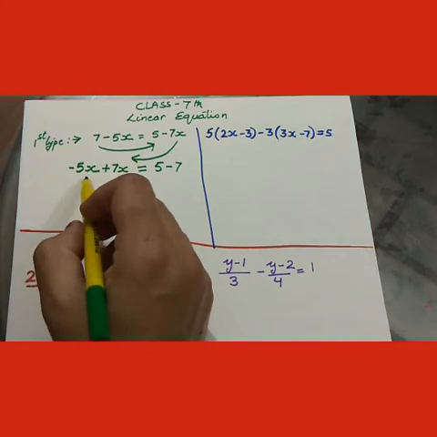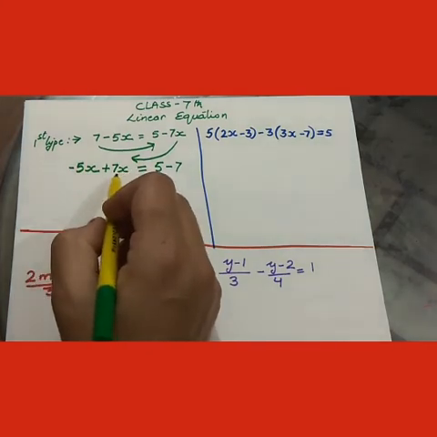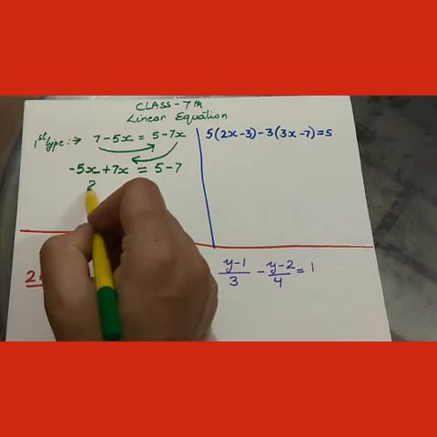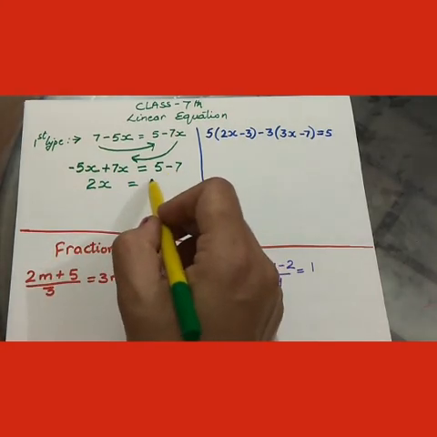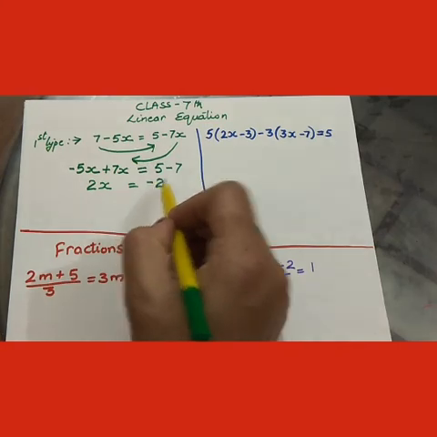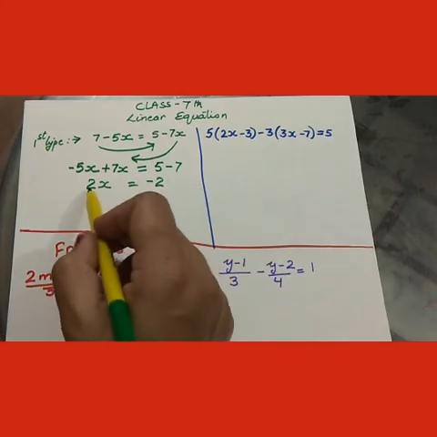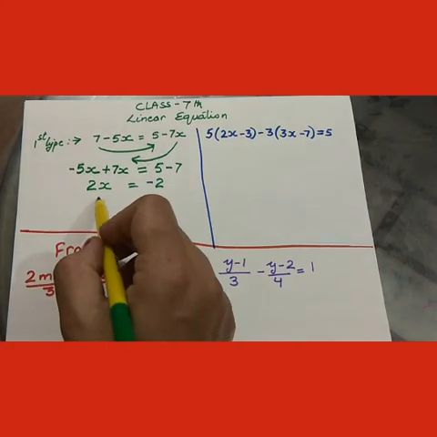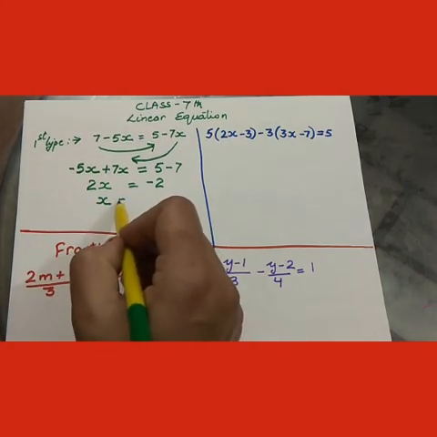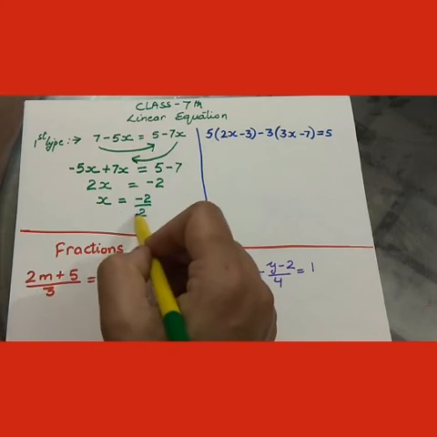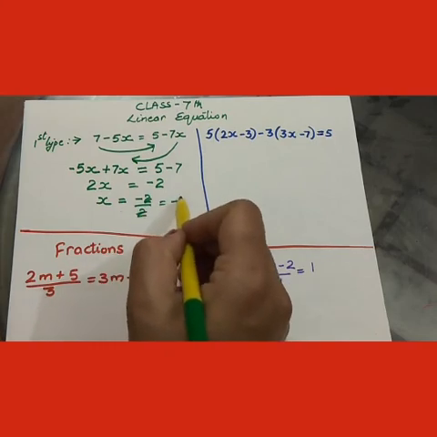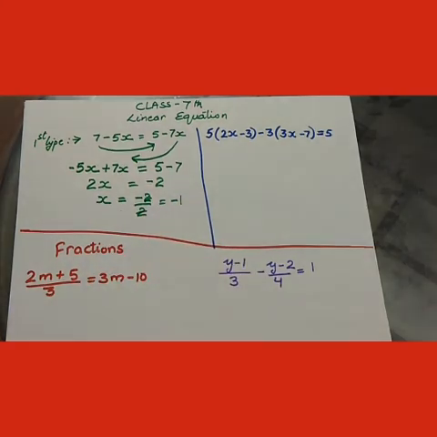Now this is minus 5x and this is plus 7x. So this becomes positive 2x. This is 5 minus 7. This becomes minus 2. Now this 2 is multiplied by x. So when you take it to the other side, it will be divided. So now if I divide, it will become minus 1. So the answer for this equation, the x value, is minus 1.